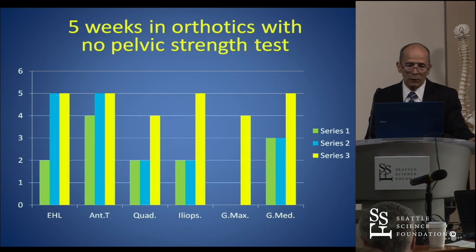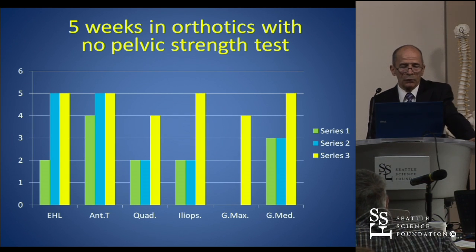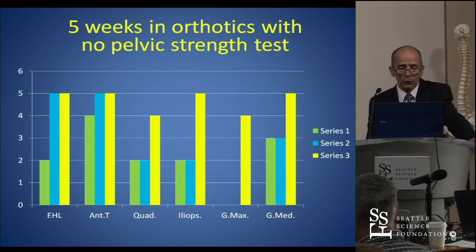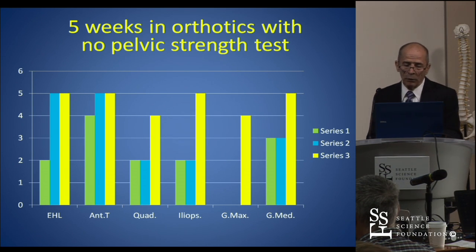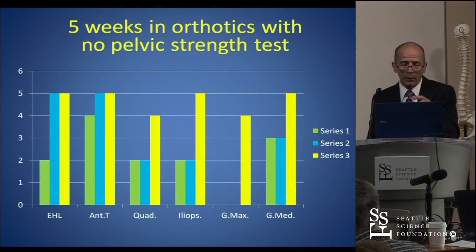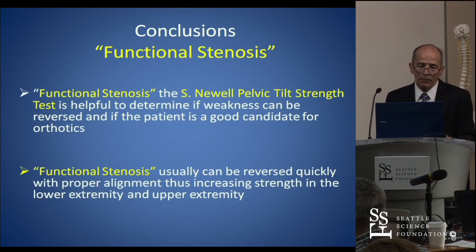This is 5 weeks in an orthotic with a pelvic tilt. You could see that almost all the muscles were improved dramatically, which shocked me, was the gluteus maximus was really strong. And again, I showed you on this patient that when we did the core test, she went to a full 5/5. So we're sure that when her back pain is better and her hip pain is better, this muscle will fully recover.